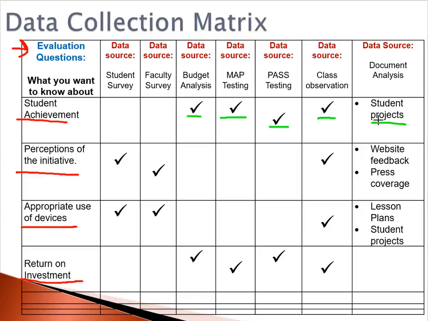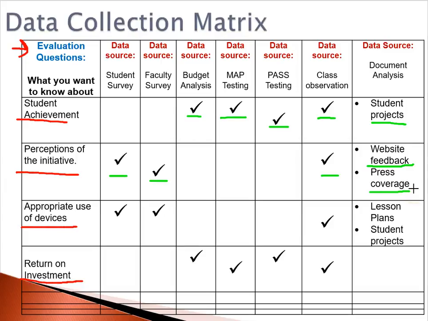But one of the things that's really important to know about are the perceptions of the initiative. What do people think about it? What do teachers think about it? What do students think about it? What does the community think about it? So to that end, we may be looking at doing some surveys with students, some surveys with faculty. Again, perhaps class observations could help us. But maybe what we're going to do is spend some time looking at feedback on our website or on some of our social media feeds to find out what people are saying about it. We're going to take a look at local newspapers and see what people are saying about it. What are the letters to the editor? What are people writing about there?